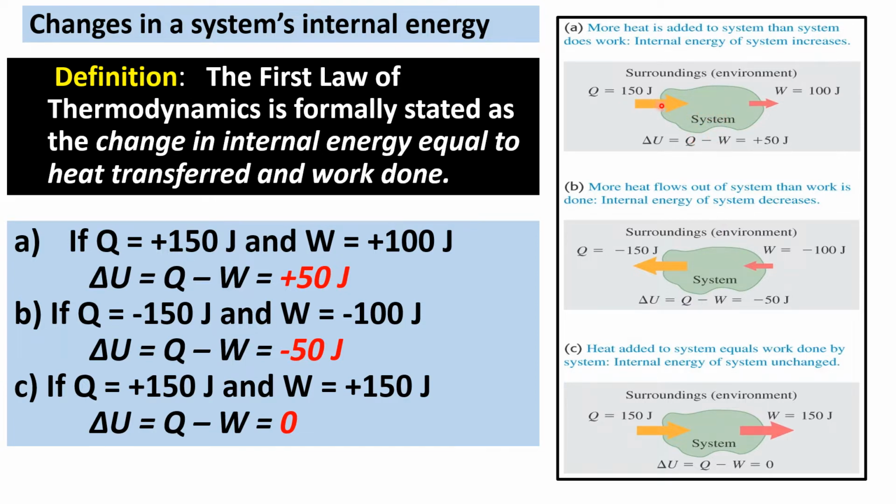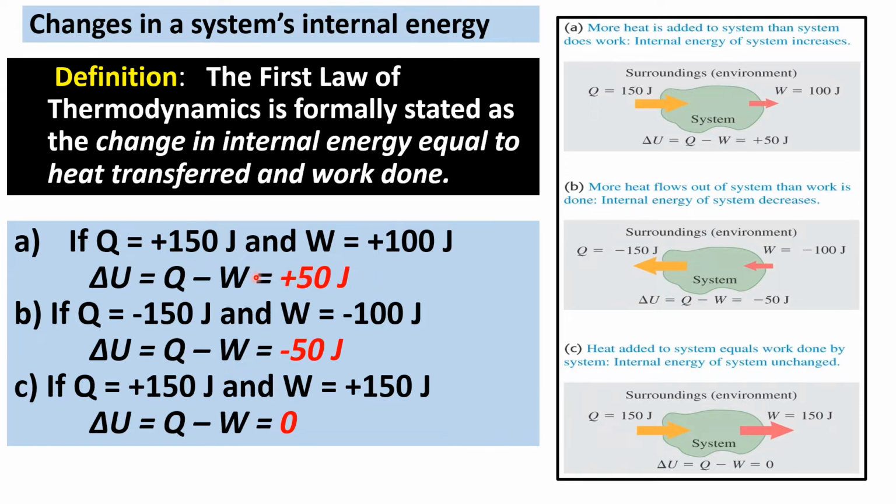150 joules of heat is gained by the system, or absorbed by the system, as indicated by an arrow representing Q directed into the system. Then at the same time, the system is doing work equal to 100 joules. So look at the arrow, it is pointing away from the system. Computing for delta U, we have Q minus W, that is 150 joules minus 100 joules. So that gives us 50 joules, which is positive.